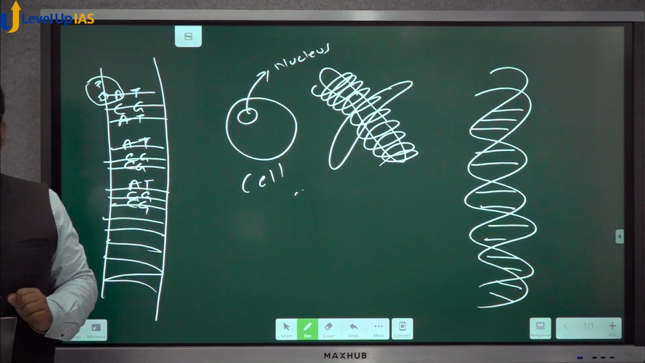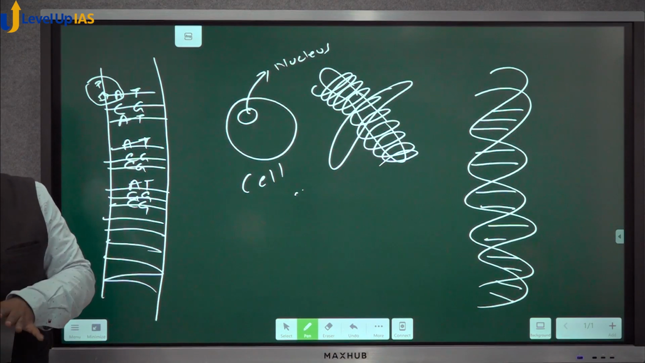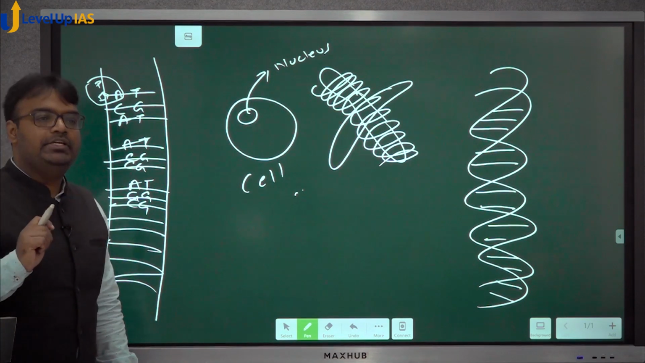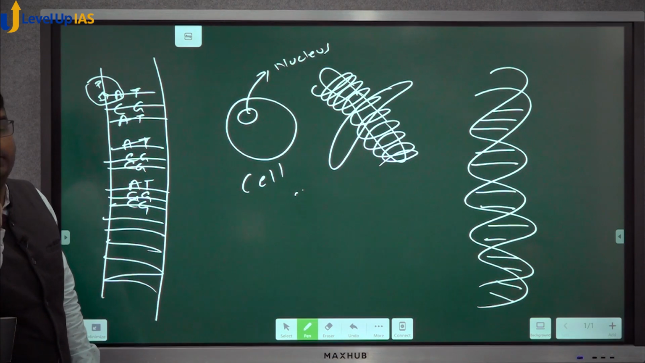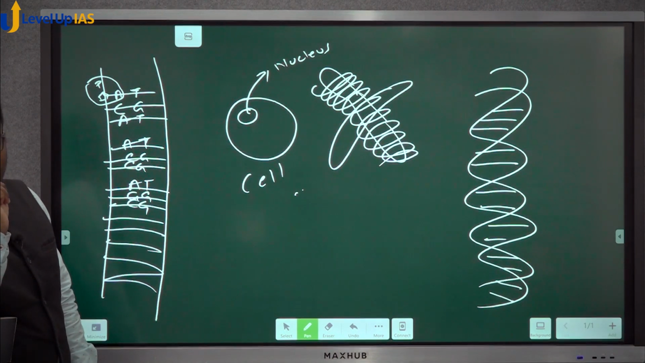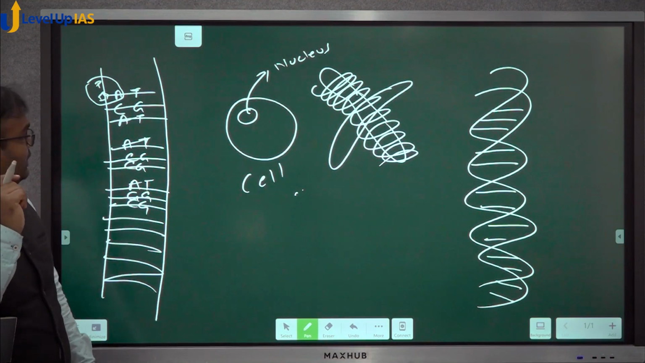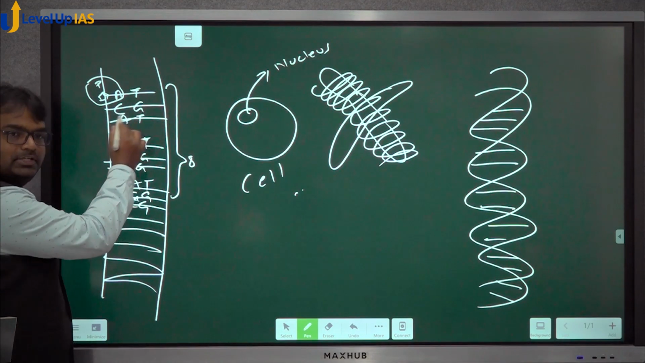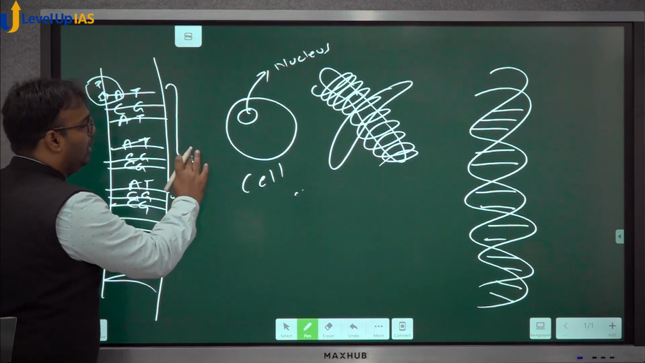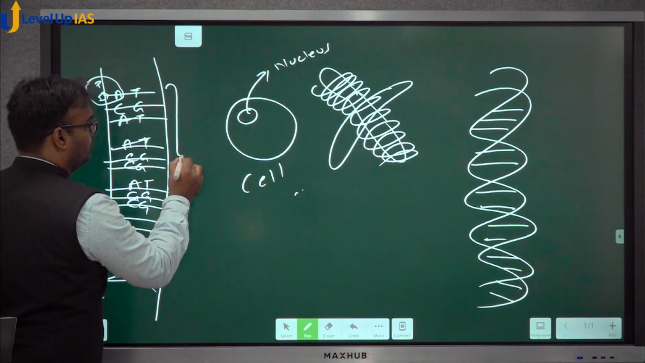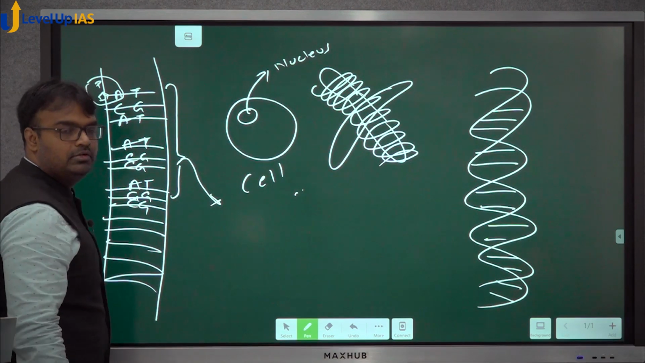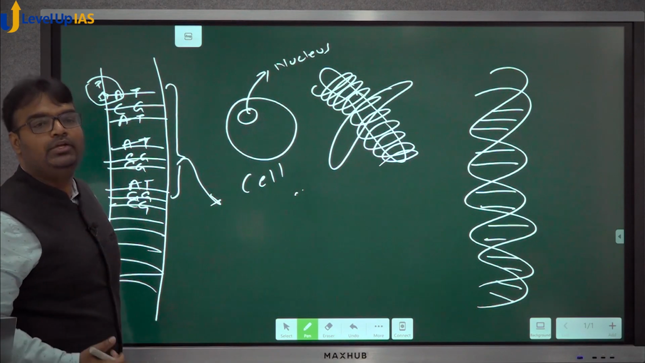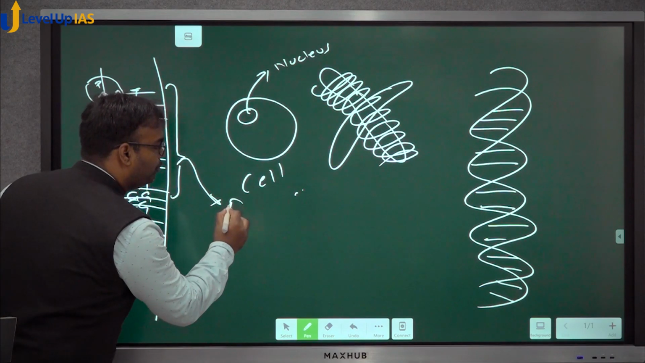Now, what is a gene? Gene is the fundamental unit of heredity. That is, one gene stores information about one protein. That is, let's say 8 of these nitrogen base pairs, 8 of these steps together are encoding information. 8 of these steps are encoding information for protein 1.